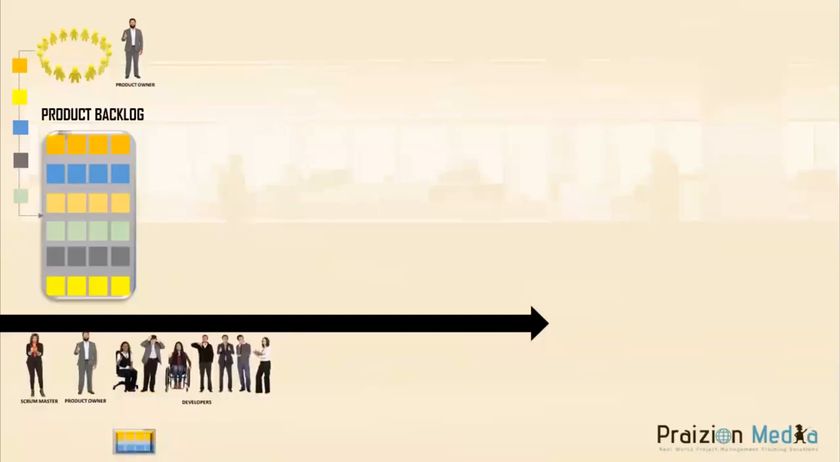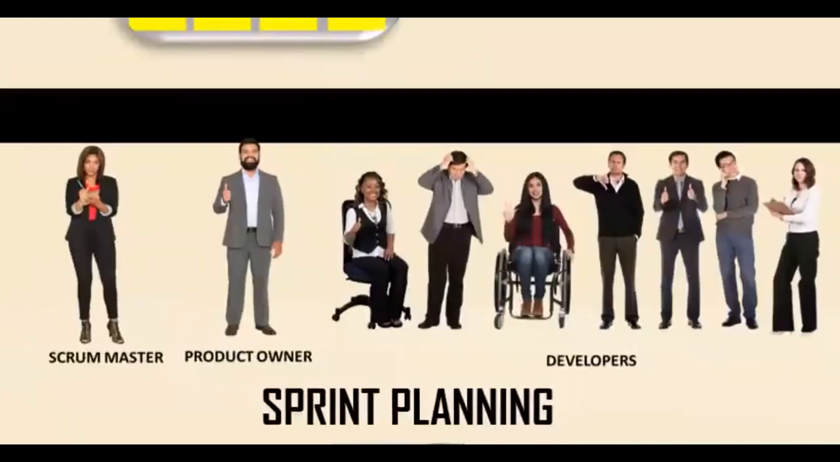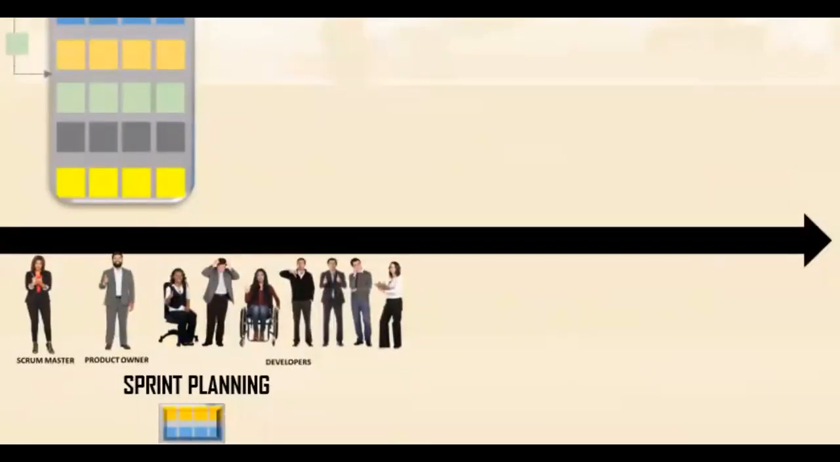The first event in the sprint is known as sprint planning. Meet the rest of the team. Here we have the Scrum Master, who is like a coach for the team, a servant leader who coaches the team into excellence in Scrum. And then we have the developers. The developers are those individuals who get the work done in this world.